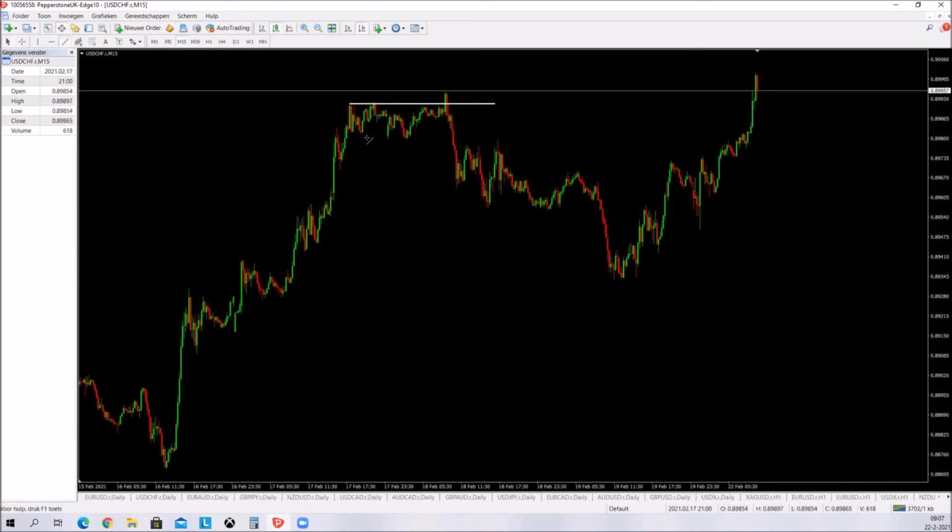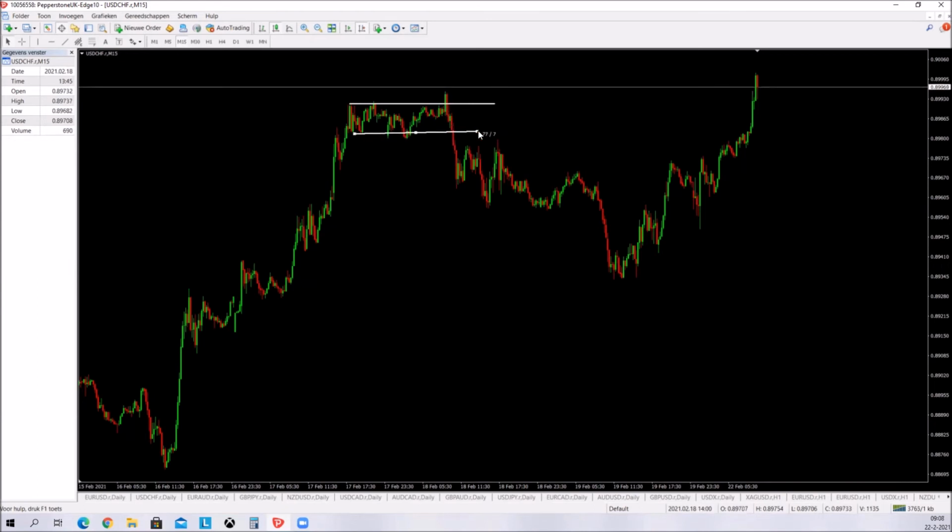So you have the high forming. This is the Asian range, a part of it at least is the Asian range. But what's important is look at the move to the upside and then the breakdown. This is happening during London Open, and that's very important.